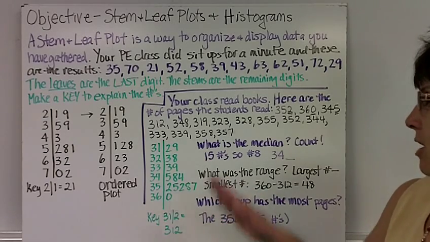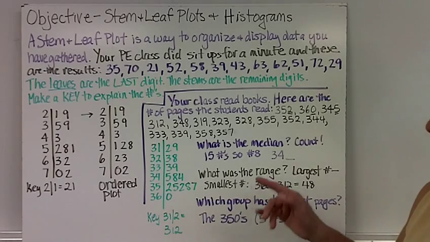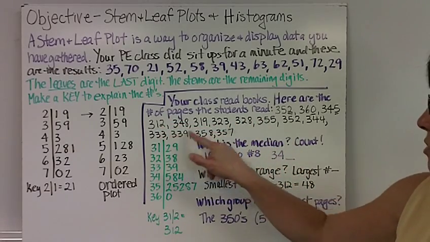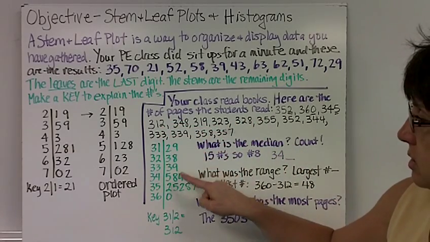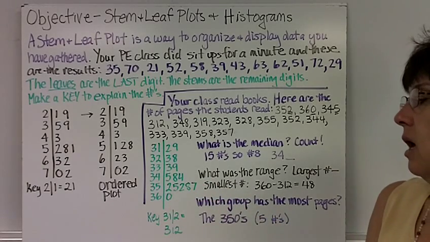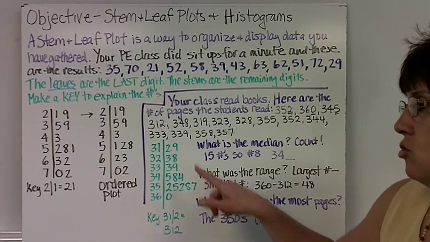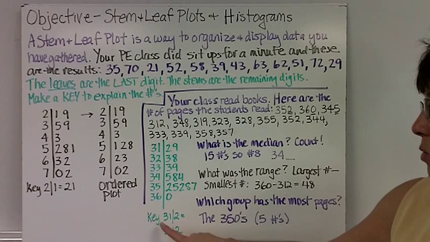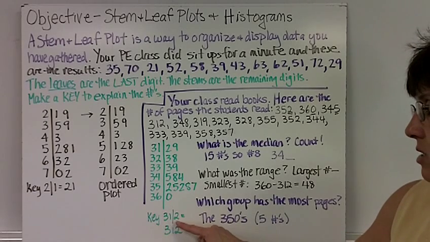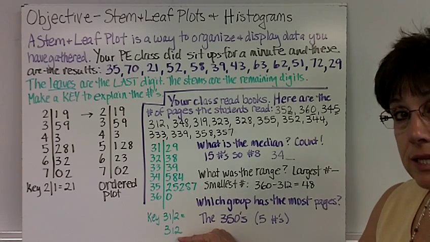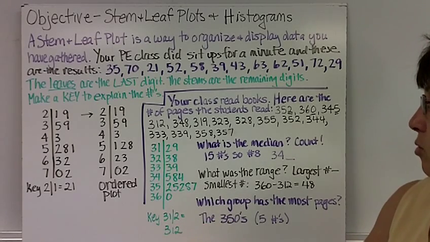I'm not going to read all the numbers, but you can tell that you have them all because there are 15 leaves: 1, 2, 3, 4, 5, 6, 7, 8, 9, 10, 11, 12, 13, 14, 15. Notice there are no commas in the leaves because we know those are only single digits. And once again my key, 31|2, means 312. We're going to do these in class, and when you do them, they'll make a little bit more sense.